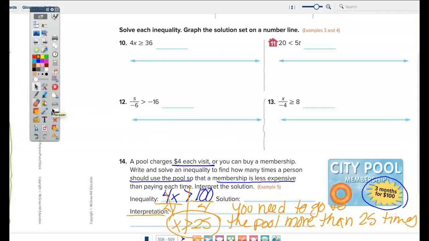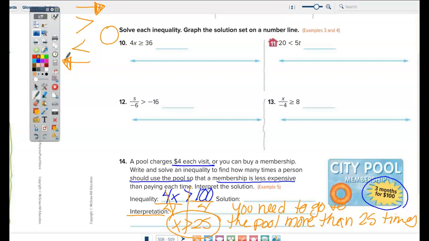Okay, so your assignment is to do number 10 through 13. I know yesterday when I was doing example problems, I didn't graph the solutions. I do want you to graph them. So just a quick review on graphing them. If you have a greater than or less than sign, your circle is going to be open because it can't equal that number. And then your arrows for greater than, you would have it going towards the greater numbers. If it's less than, you have it going towards the lesser numbers.